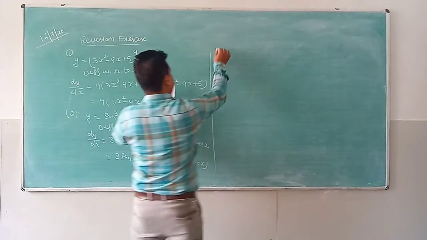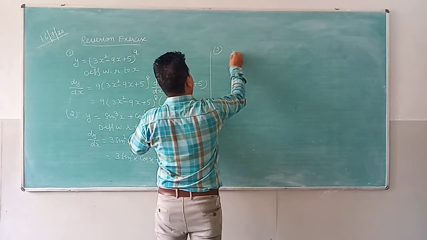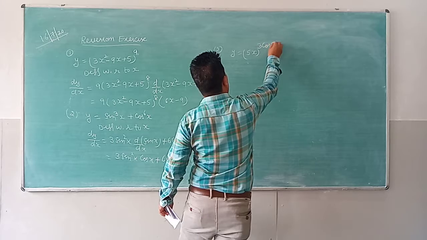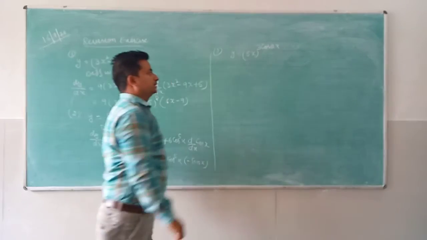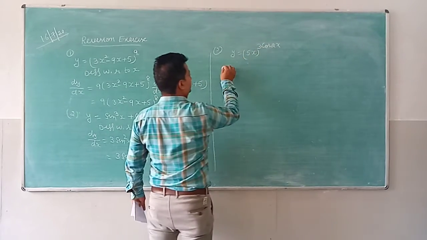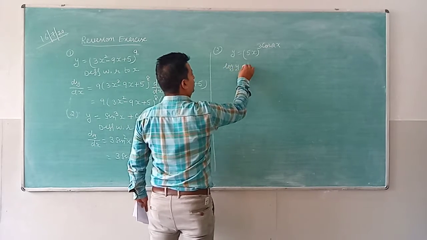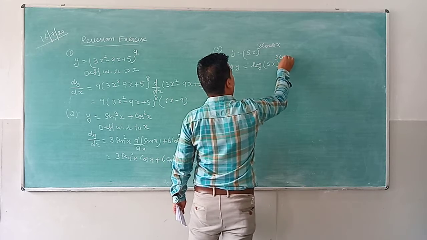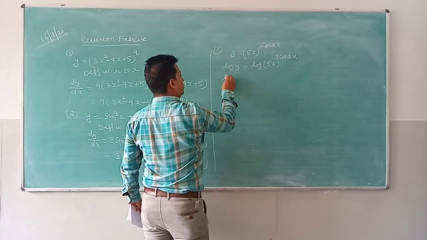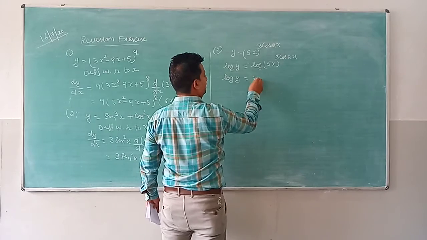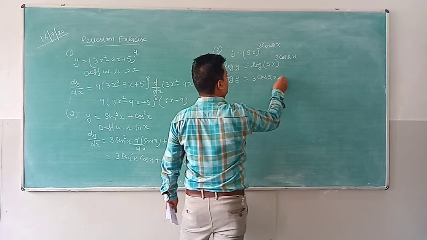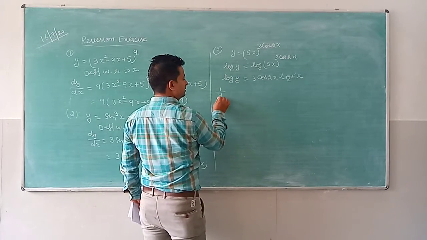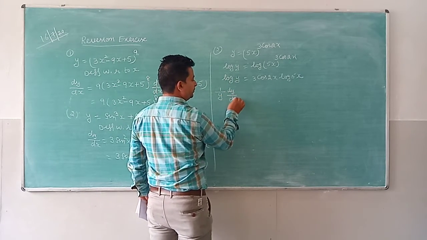In the third question, the statement is y is equal to (5x)^(3 cos 2x). In this question, there is a variable in the power. So first we take log on both sides. Taking log on both sides, this is log y equals 3 cos 2x into log 5x. When we differentiate this, it is 1/y dy/dx.